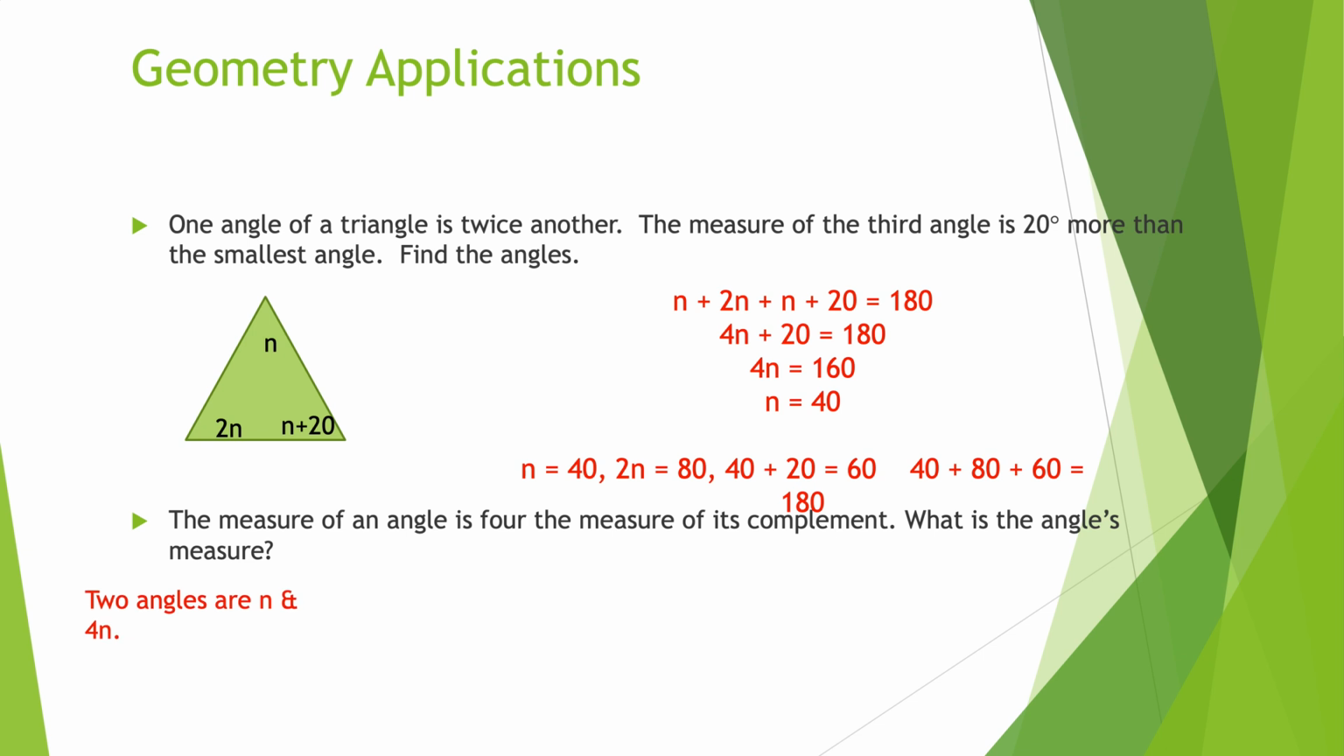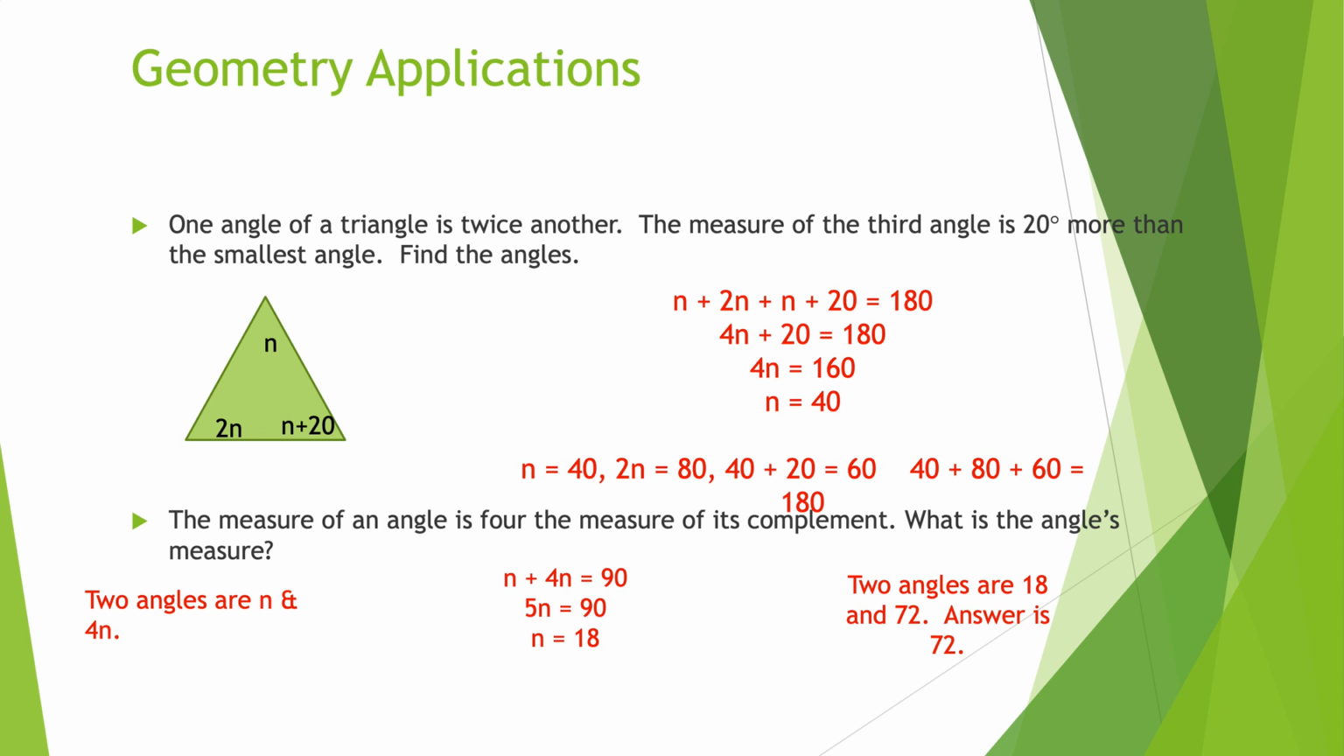The two angles are going to be n and 4n. If I add them up, n plus 4n is 90. Same side, same operation. 5n is 90. Dividing by 5, and I get n is 18. So the two angles are 18, and then 4 times 18, which is 72. The bigger angle is 72.